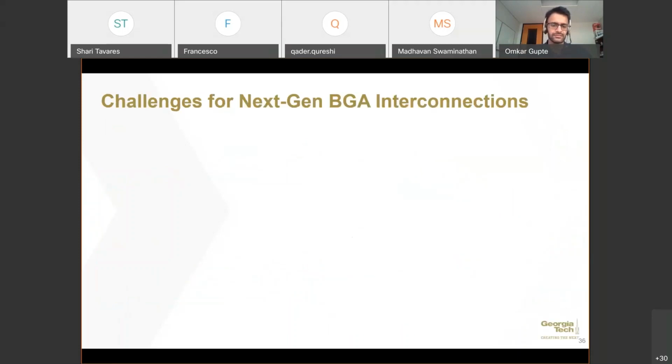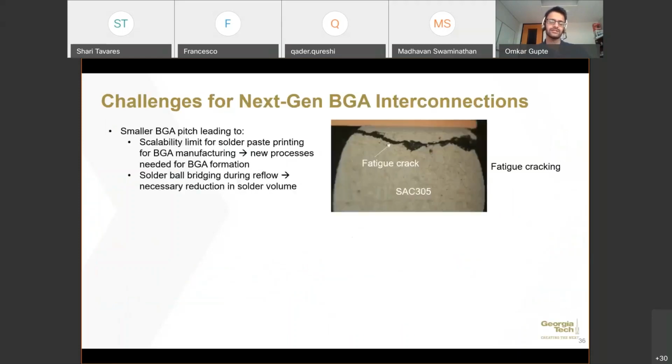For instance, the smaller BGA pitches will lead to a scalability limit for the solder paste printing process and for BGA manufacturing, and hence newer processes need to be looked at for the BGA formation.